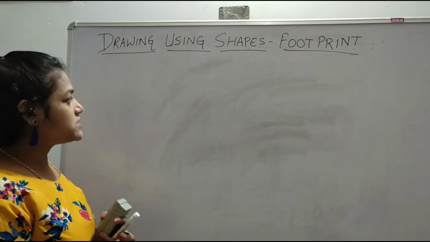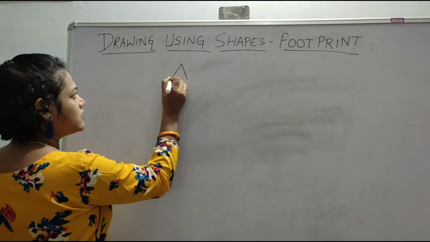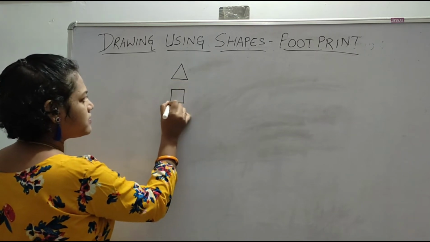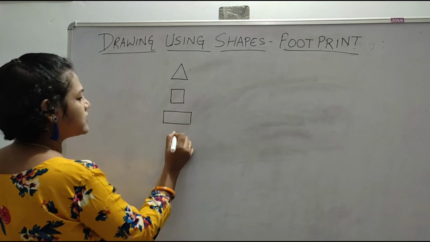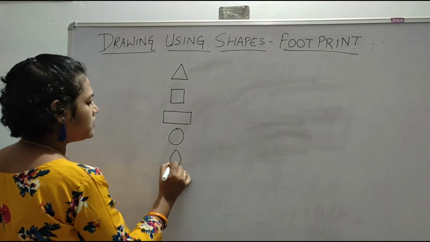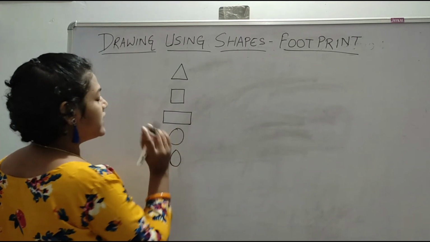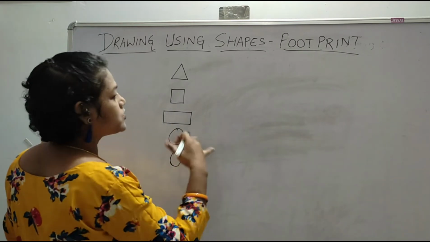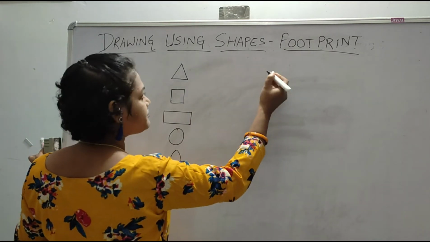So we will see different shapes. First we will see triangle, then square, then rectangle, circle and oval. So these are the different shapes. Here I will tell through examples. These shapes you can recognize through those examples. I will draw some pictures here.